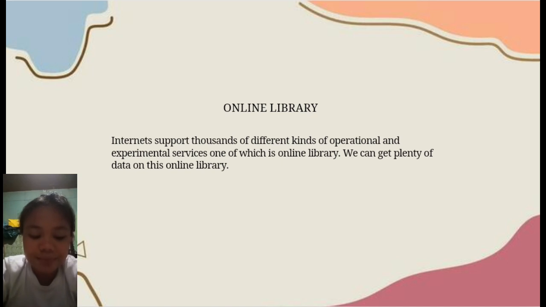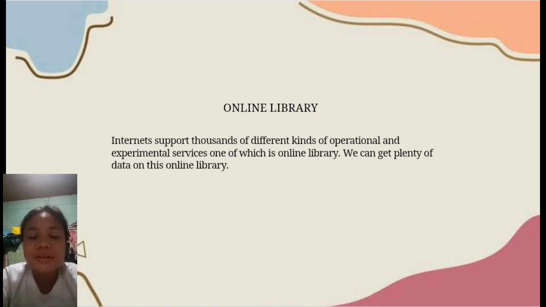Online libraries. Internet supports thousands of different kinds of operational and experimental services, one of which is the online library. We can get plenty of data on this online library. So internet offers a wide range of services, and this includes online libraries.